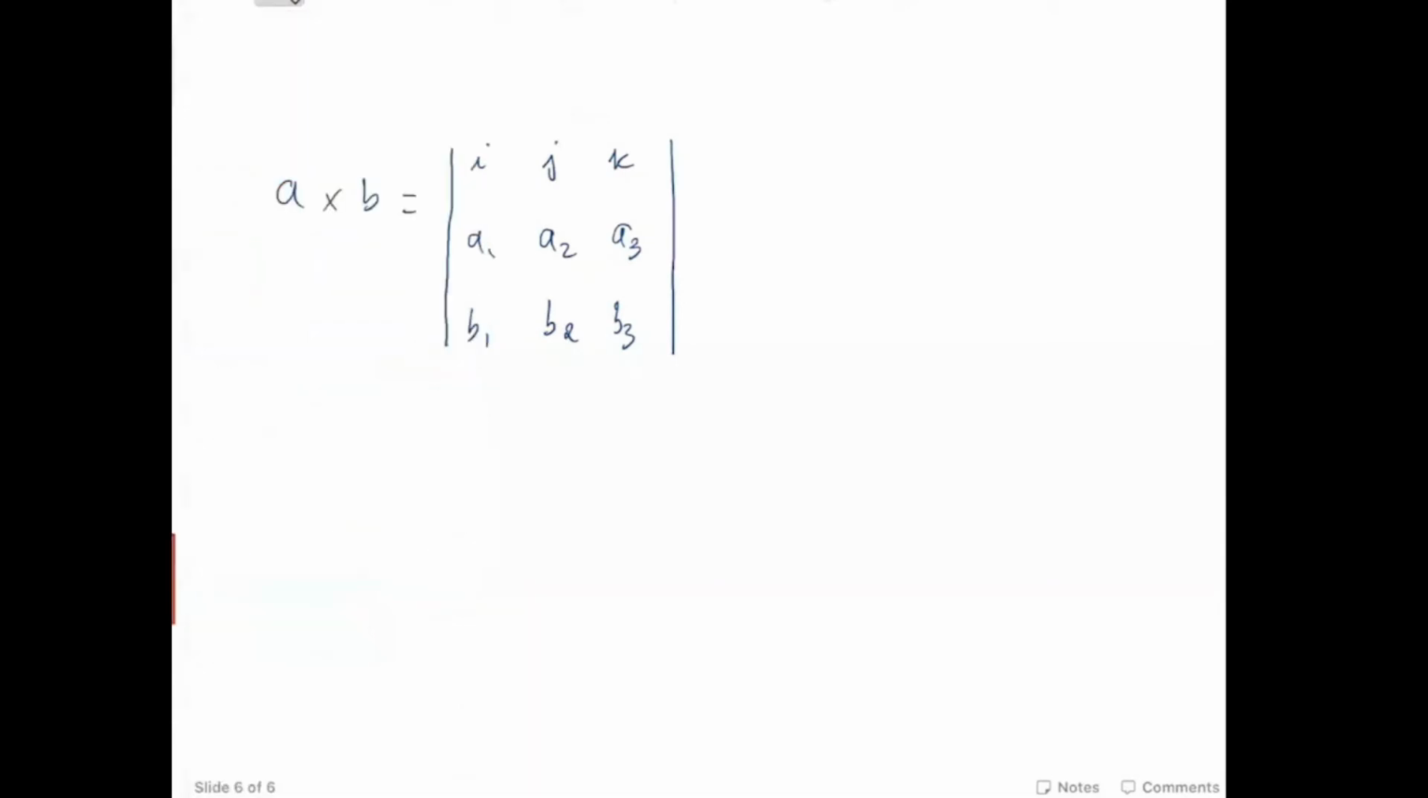What you do, if you want to look at the element of I, you hide this line and this line here. And then you multiply this way minus this way. So what you get as the component of I will be A2 B3 minus A3 B2 I.